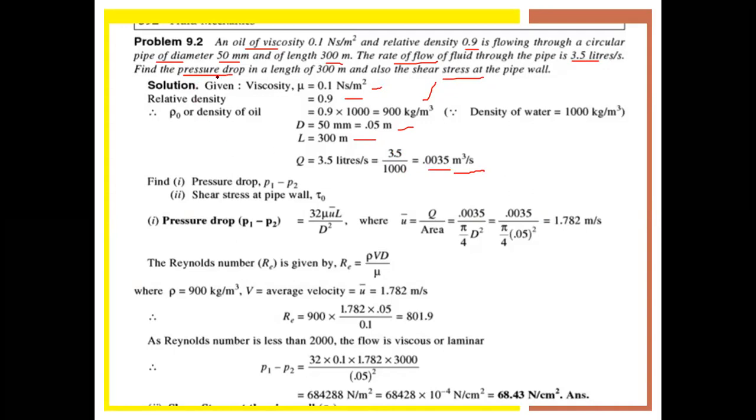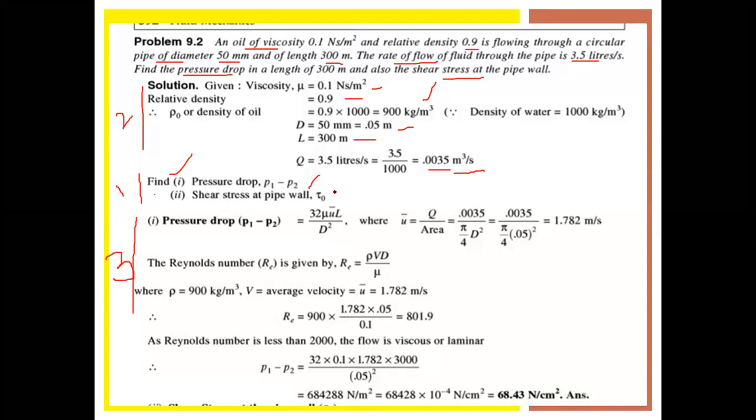Now what is the thing you have to find? Pressure drop. The pressure drop is equal to P1 minus P2. Then what is the second thing you have to find? In the exam, if you write the given data up to here, you will get 2 marks. If you write this, you will get 1 or 2 marks depending upon the length of the problem, and for the balance, they will give marks for whatever you are calculating. Okay? Next, the pressure drop is P1 minus P2.